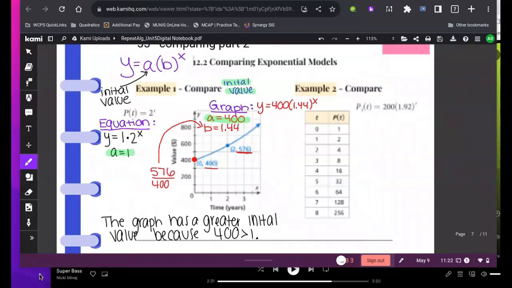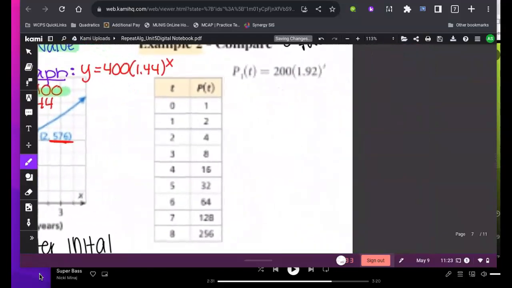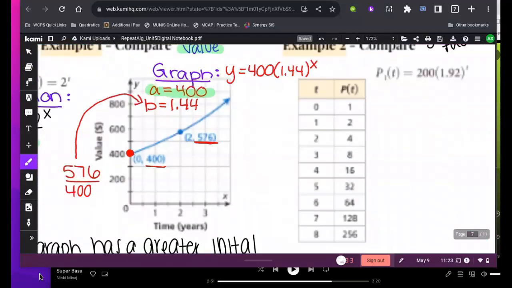All right, so now we're going to look at the second example. This time we're going to compare our growth factors, which is our b value. So we'll go ahead and label our b value as the growth factor. We're given a table and we're given an equation for example 2.